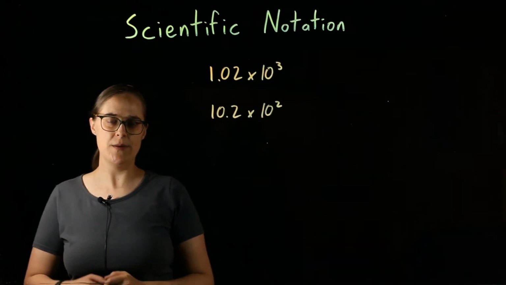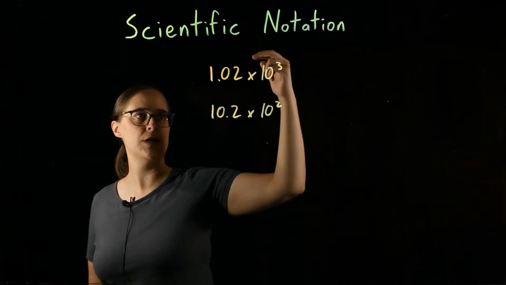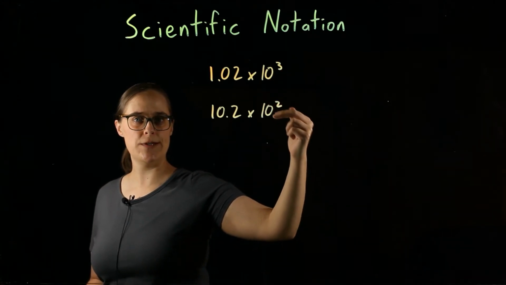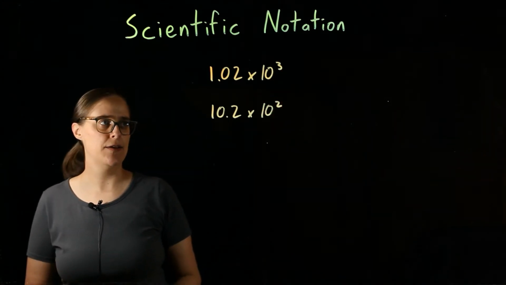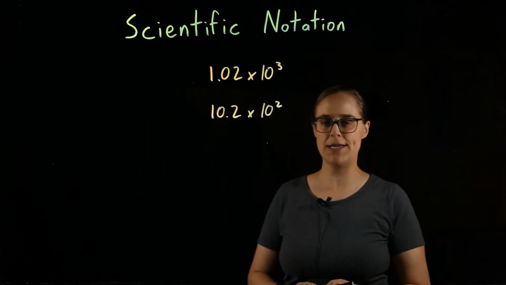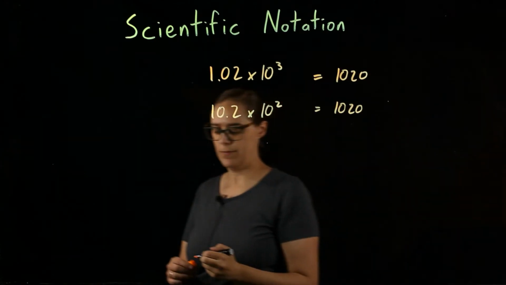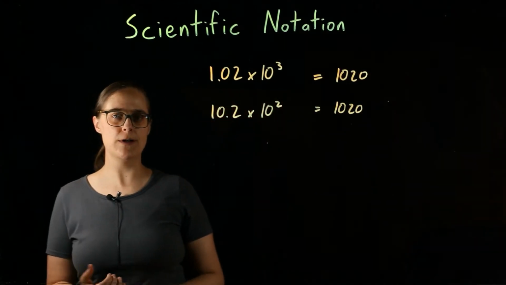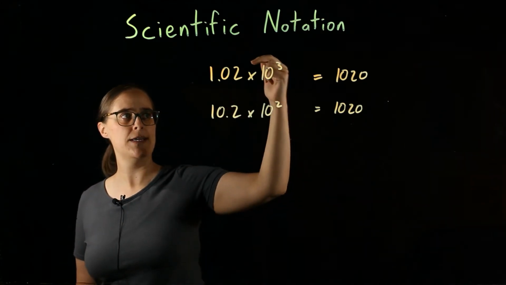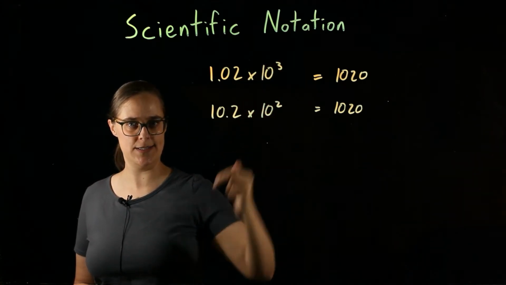So let's talk a bit about proper formatting of scientific notation. Let's look at these two values. 1.02 times 10 to the third and 10.2 times 10 to the second. If you were to treat both of these as math problems, you would get the same answer for both of them, 1020. However, if you are asked which one of these is written in proper scientific notation, it's only going to be that first one. This second one is not in scientific notation.